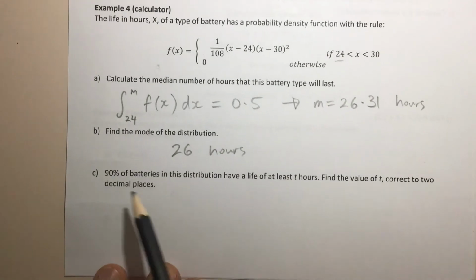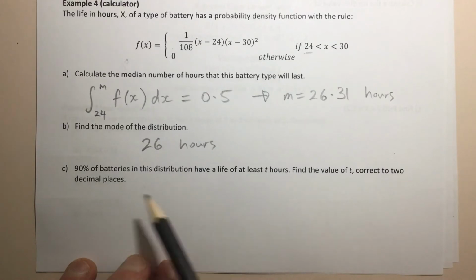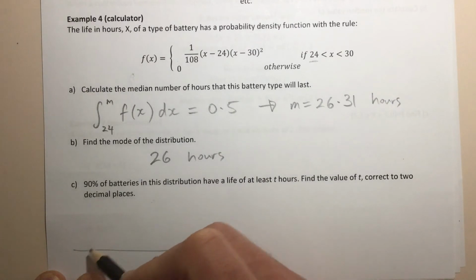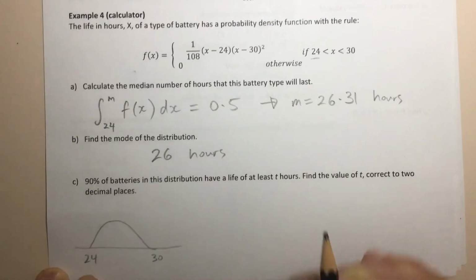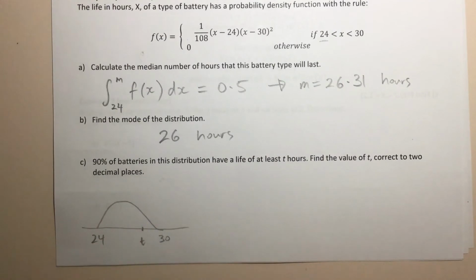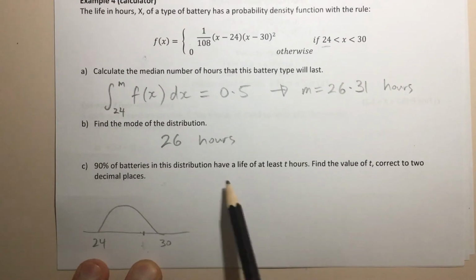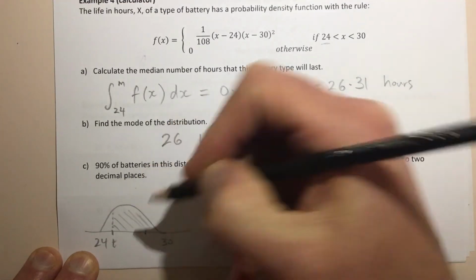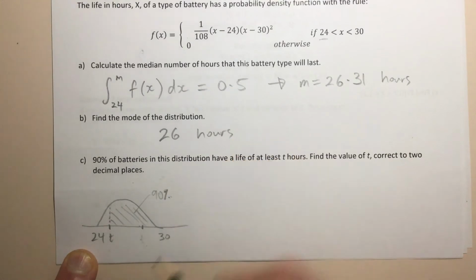Okay, and last part of this example, it says 90% of batteries in this distribution have a life of at least t hours. Find the value of t correct to 2 decimal places. So what we're essentially saying here is that if I do a really rough sketch of the graph that we're looking at, which looks something like this, and that's 24 and that's 30, there's some value t such that 90%, oh sorry, I've gone to the wrong end there. The value of t such that 90% of the batteries last at least that long. So t would actually be somewhere down here. And what we'd be saying is that 90% of the distribution is above this value t. Right? So 90% of batteries last t hours or longer.